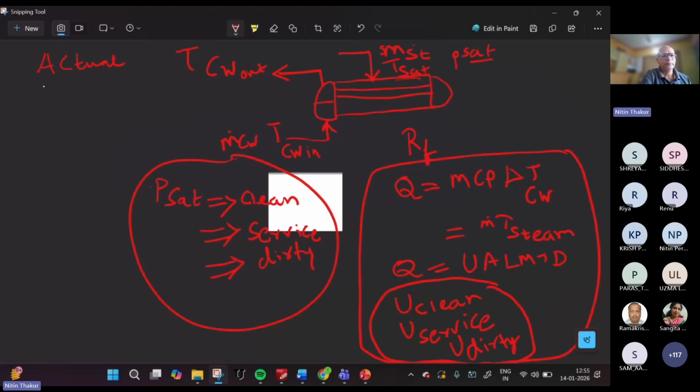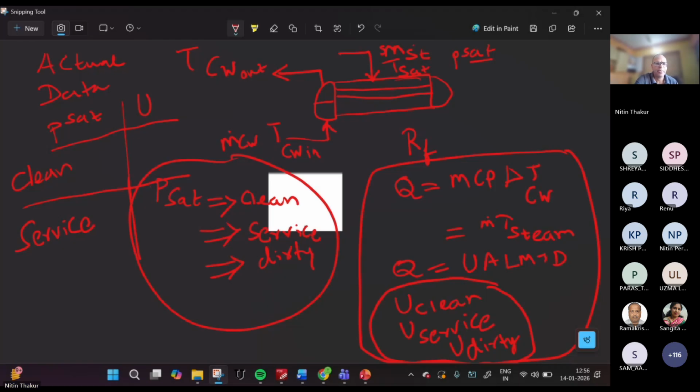actual data of PSAT and U. Okay. And we started when it was completely clean condition. Over a period of months, we understood what is the good service PSAT and U for it.